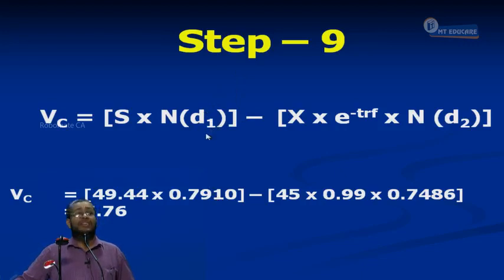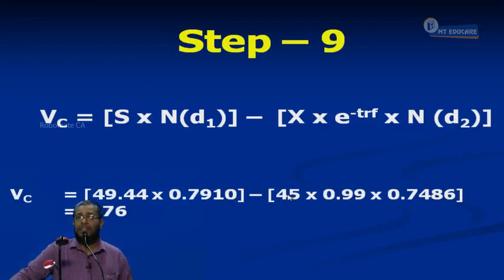ND1. Just for information, when studying Greeks later, this ND1 only we call as delta shares. Binomial model had a delta share or not? Delta share very accurately calculated means ND1. We'll see the significance of this in delta hedging in Greeks later. So 49.44 into 0.7910 minus what is X?